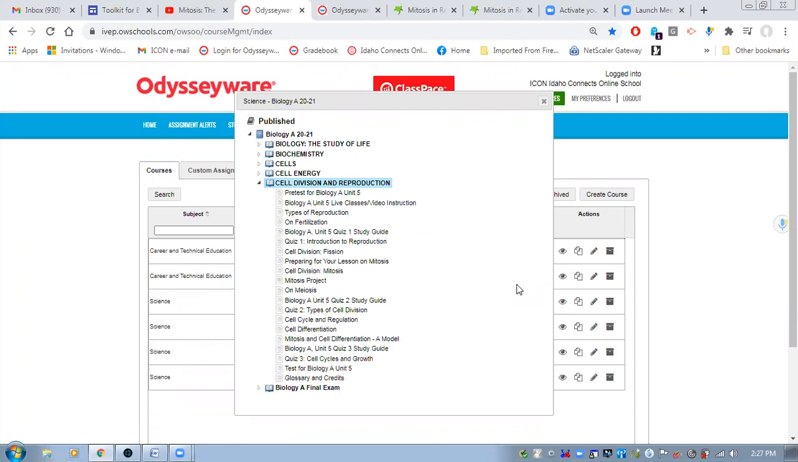So here is your mitosis project right here. If you look right before it, here's some lessons on mitosis that will certainly help you. If you didn't know anything about mitosis, it would be hard to do the project. So you might want to review that.